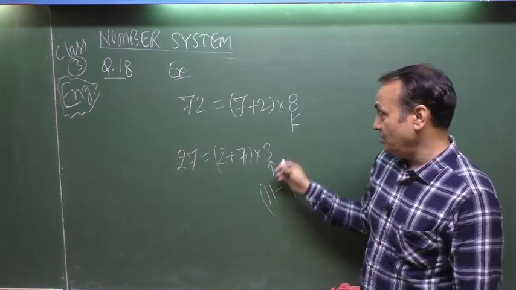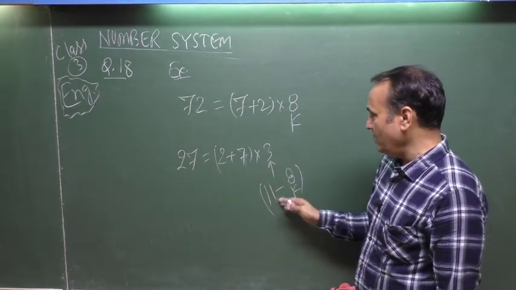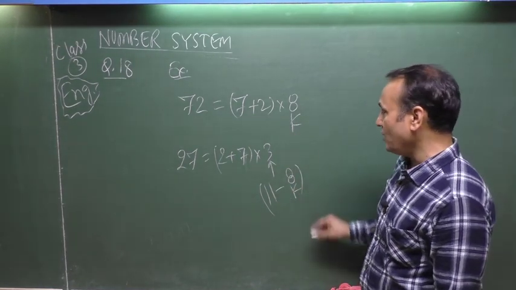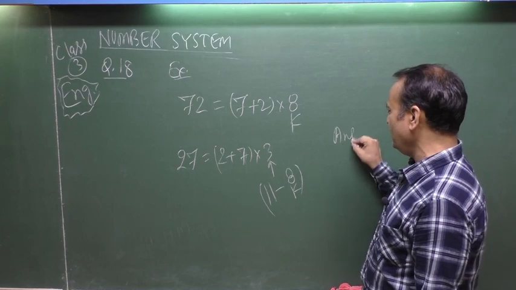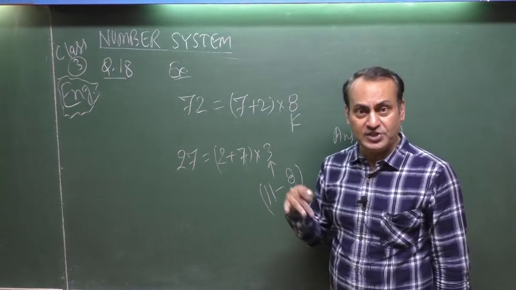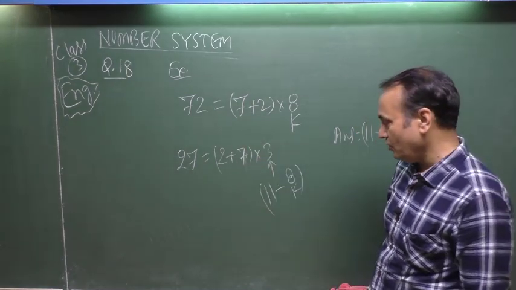That means this 3 comes how? 11 minus 8. That means 11 minus k. That's why your answer is 11 minus k. Note down. I will be giving you another example in order to be satisfied.